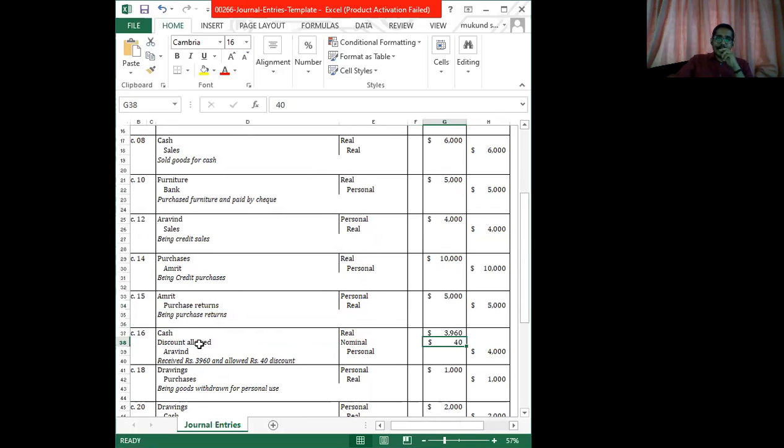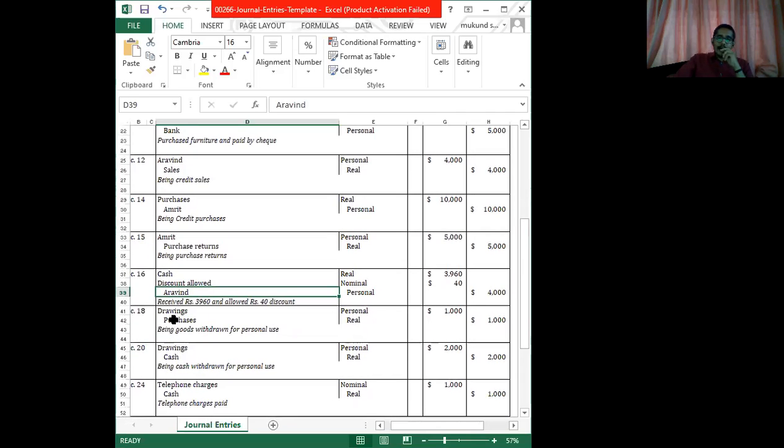So when it comes to that transaction, it comes like this: cash account debtor, discount allowed account debtor to Aravind, because cash is a real account, cash has been increased 3,960, so debited. Discount allowed is an expense and it is a nominal account, again debited. Aravind, okay, it is a personal account.